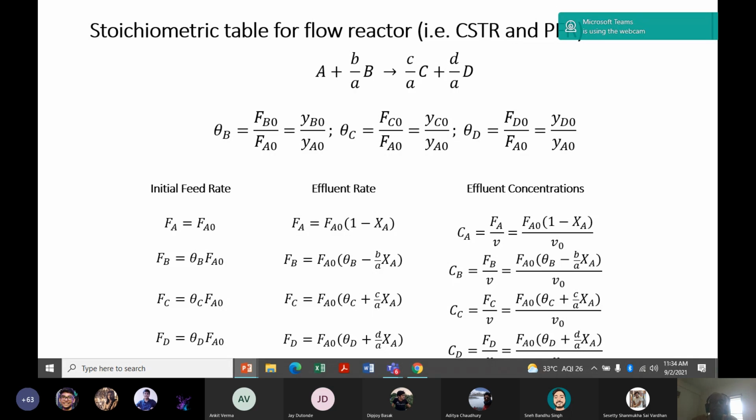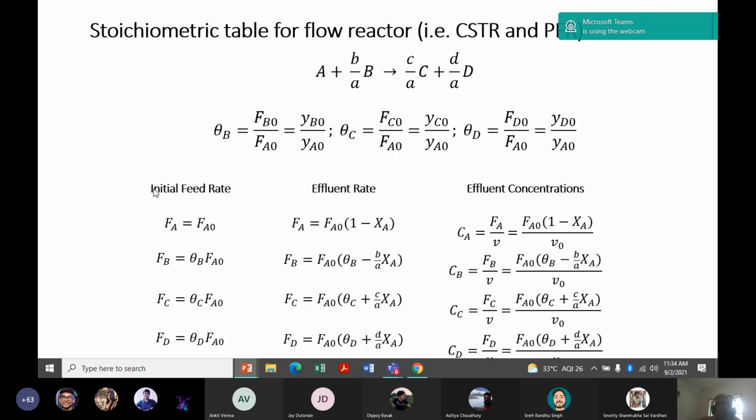So in this case, we can consider just the molar ratio of B and molar ratio of A. That is the same as percentage. So if it is 30%, 30%, this will be 0.3 by 0.3 like this.